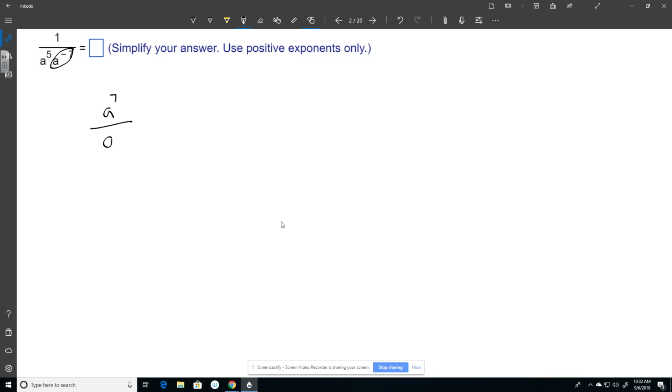That a to the 5th is still on the bottom. And now I need to simplify. I've got a multiplied 7 times on top, a multiplied 5 times on the bottom. So I've got more on top. These 5 on bottom are going to cancel out, and 5 of those are going to cancel out, and I'm going to be left over with a squared on top. And that's your final answer.